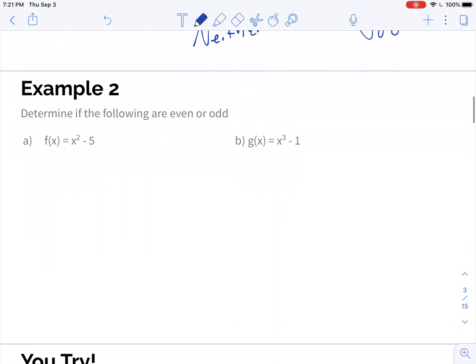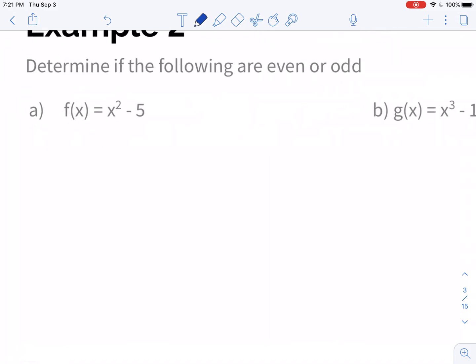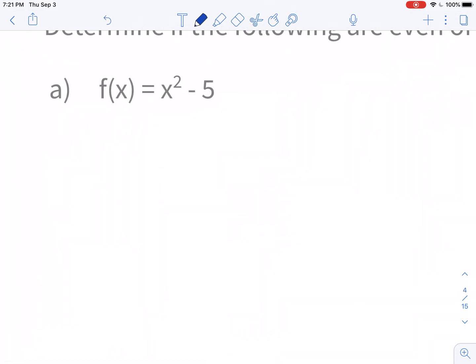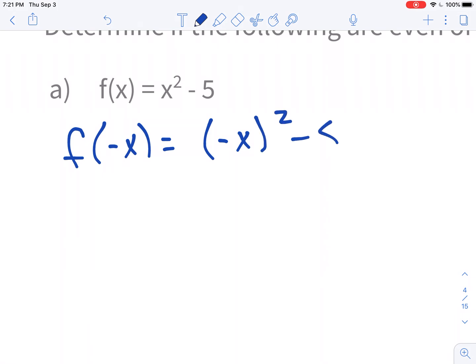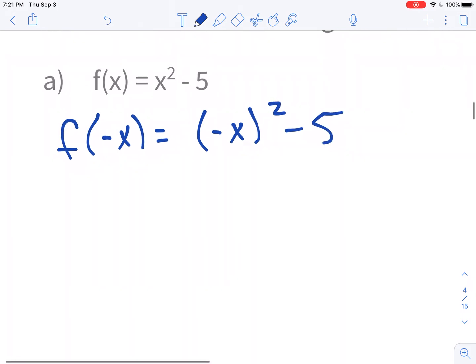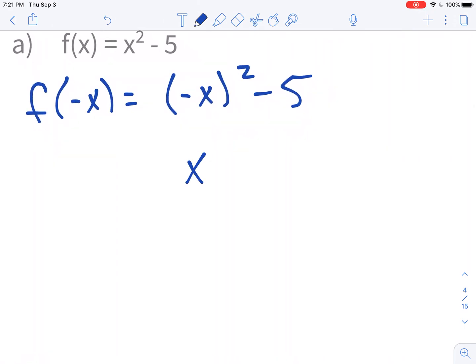So what we have to do to figure out if a function is even or odd is, your first step is to always figure out what is f of negative x. So what you do is you plug negative x into your x value. So for this first one, I get negative x squared minus 5. Well, any negative number squared is just itself as a positive number, so this is the exact same thing as saying positive x squared minus 5. So f of negative x is equal to x squared minus 5.